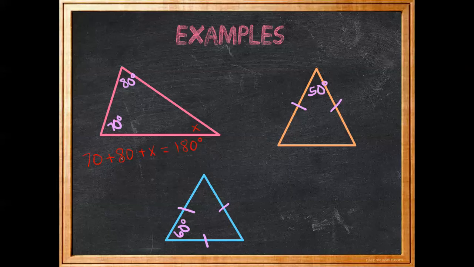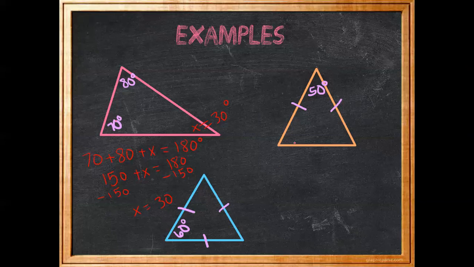Okay, 70 plus 80 is 150, plus x needs to equal 180. So we'll subtract 150 from both sides, and now we know that x equals 30. So this angle is 30 degrees.